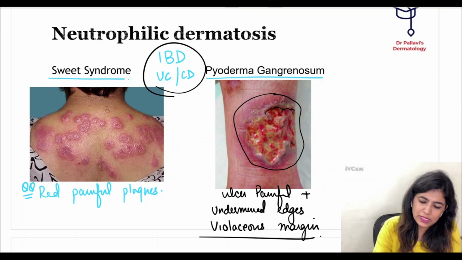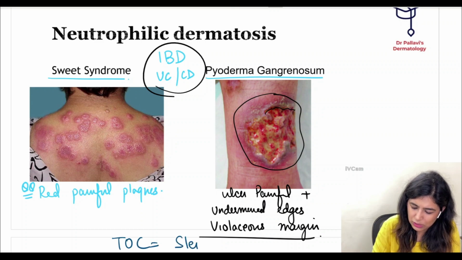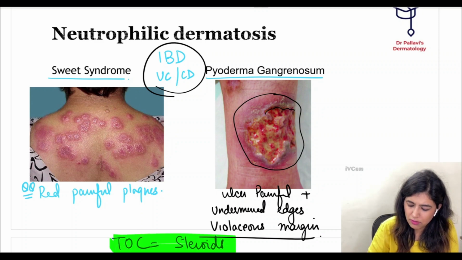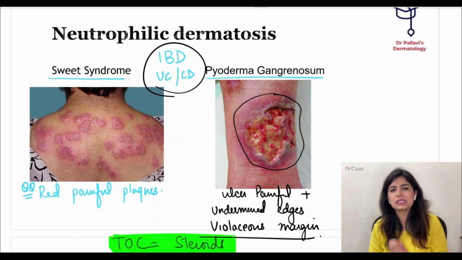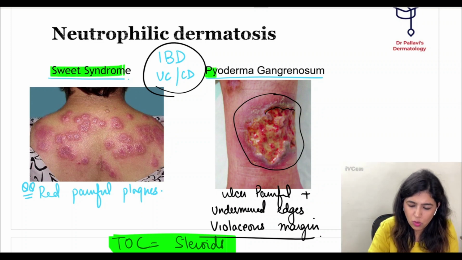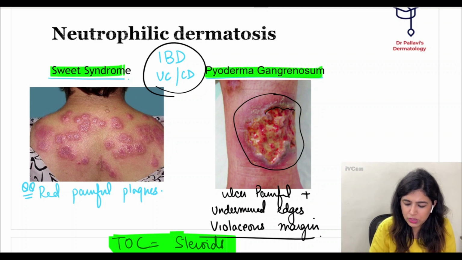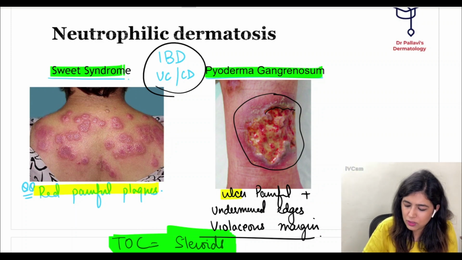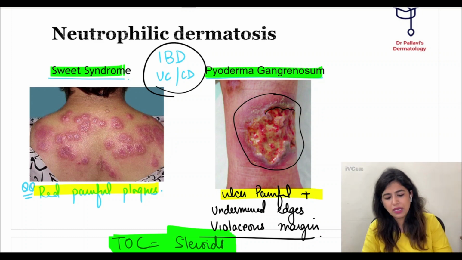The treatment of choice for both of these neutrophilic dermatoses is steroids. That is also a question that you should know. Treatment of choice for neutrophilic dermatosis is steroids. Either it is Sweet's or pyoderma gangrenosum, both will be treated with steroids. Sweet's will present as red painful plaques. Pyoderma gangrenosum will present as a painful ulcer.